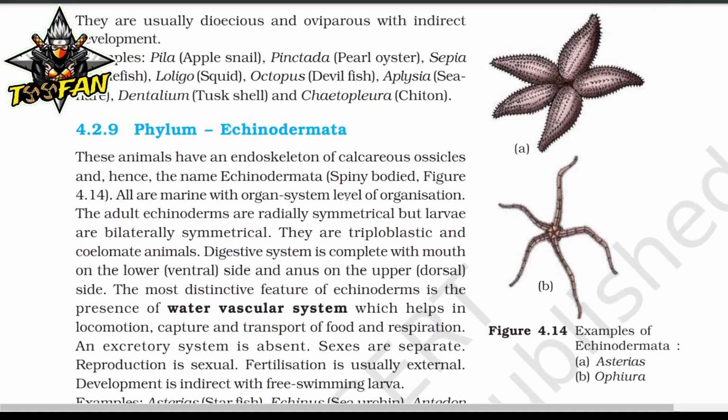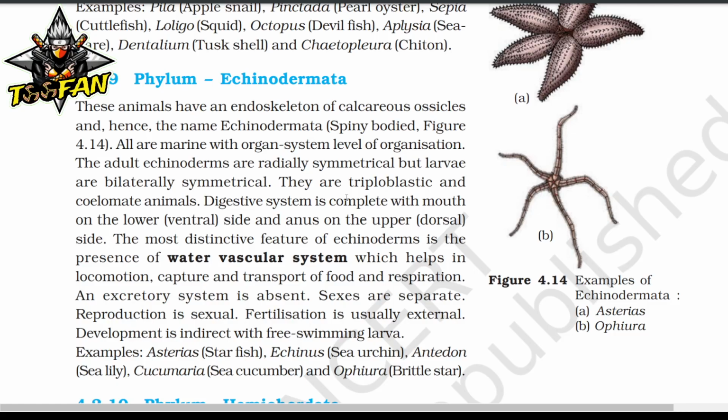Now, phylum Echinodermata. These animals have an endoskeleton of calcareous ossicles and hence the name Echinodermata, a spiny body. All are marine with organ system level of organization. The adult echinoderms are radially symmetrical, but larvae are bilaterally symmetrical. They are triploblastic and coelomate animals. Digestive system is complete with mouth on the lower side and the anus on the upper dorsal side.